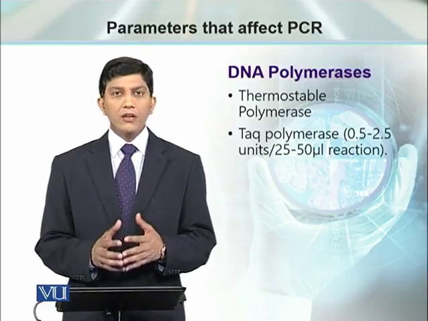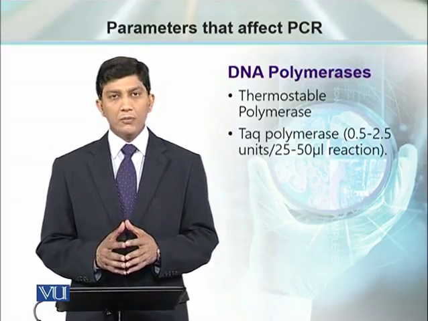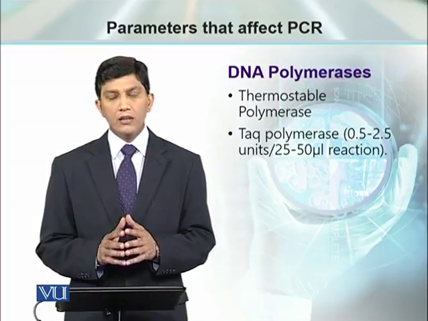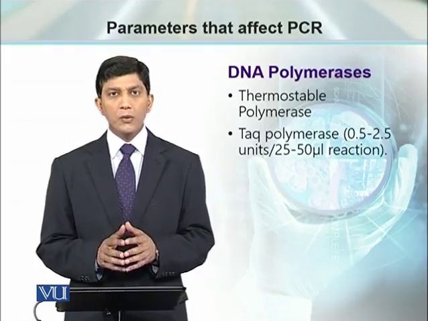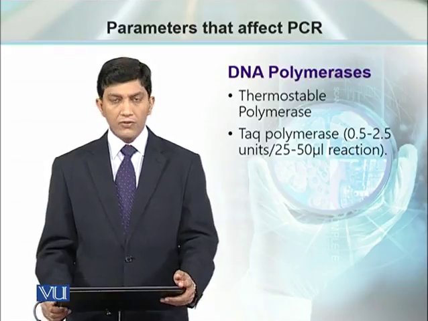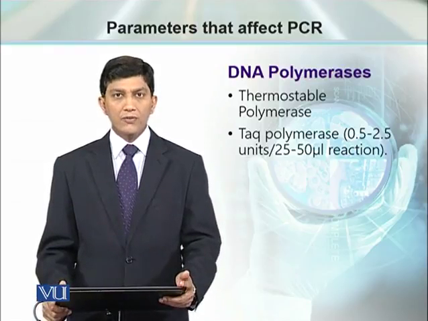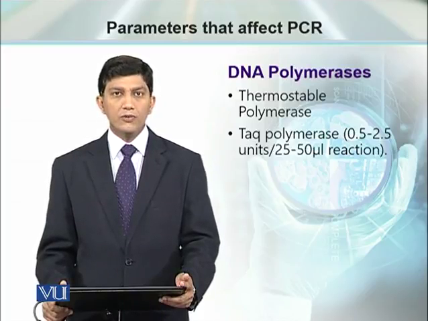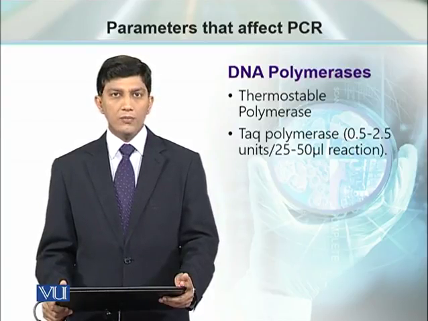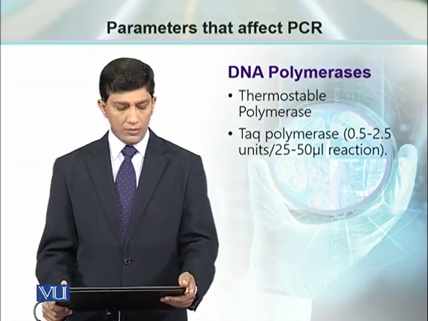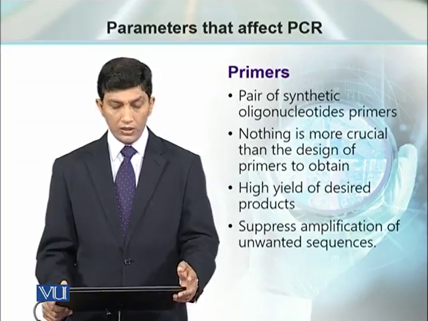DNA polymerase should be a thermostable polymerase. Taq polymerase is one of the examples. Taq is obtained from Thermus aquaticus. It can withstand temperatures above 90 degrees centigrade. Taq polymerase is required in a specific concentration from 0.5 to 2.5 units for each reaction containing a volume of 50 microliters. Any amount beyond this required amount can be inhibitory or can interfere with the reaction.